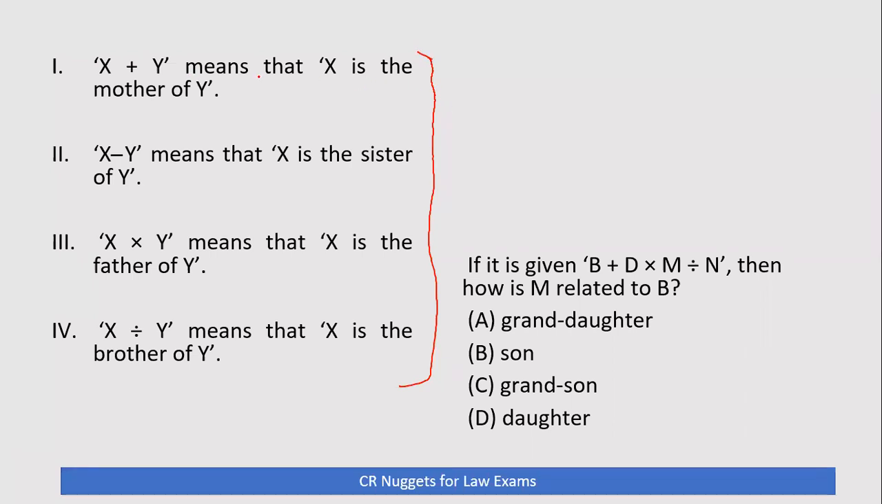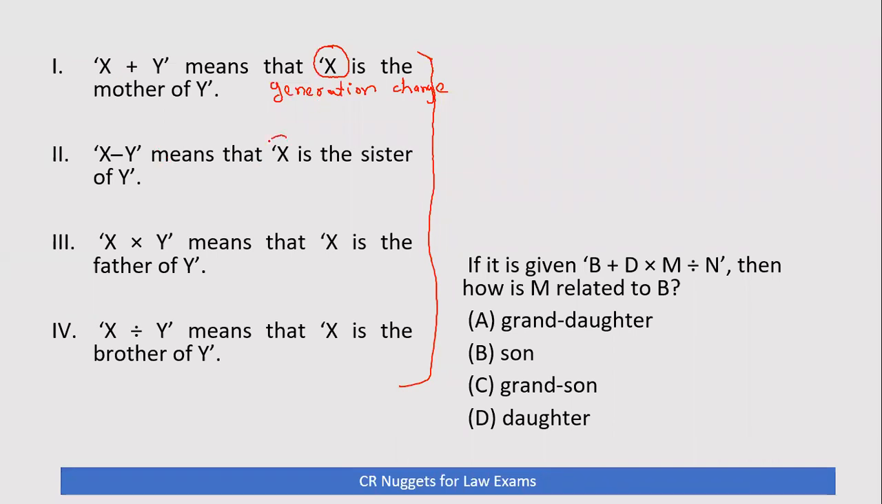Let us see. X plus Y means X is the mother of Y. So I will denote females by a circle. There are a few things to infer. One, I know the gender of X. Second, there is a generation change, because X is a mother of Y. So I am writing it as generation change. And third thing, I don't know anything about the gender of Y. So for the second person, I don't know the gender. For the first person, I know the gender, and there is a generation change.